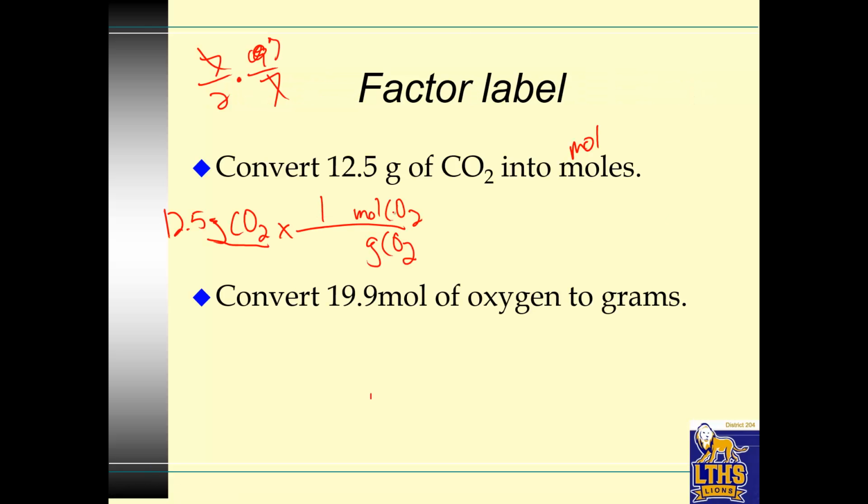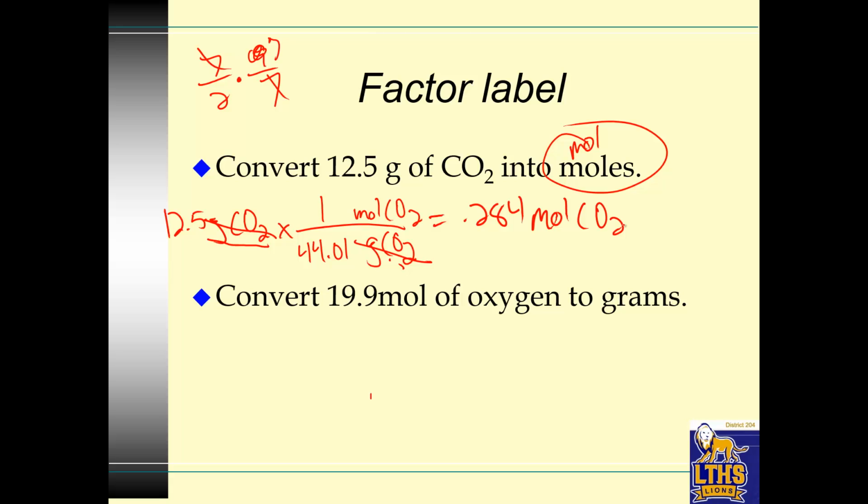1 mole of CO2 is, go to the periodic table, 44.01 grams of CO2. So if you recall, I did on the last page, 12.01 plus 32 is 44.01. Notice how that cancels my units. I'm in the units I want. Booyah! 12.5 divided by 44.01 is 0.28 moles of CO2.